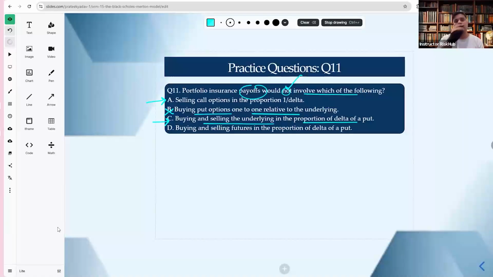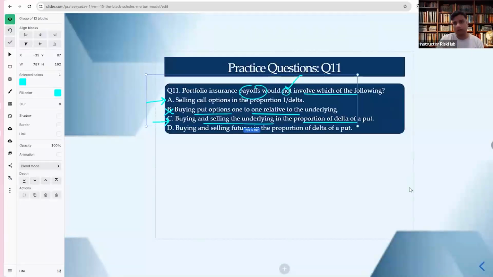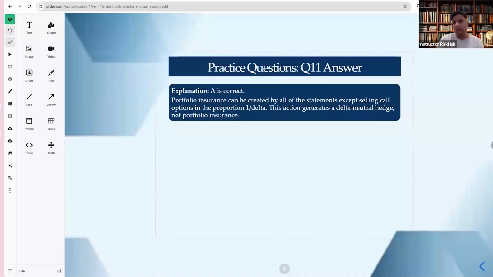Confusing, guys, right? Portfolio insurance would not involve the following. Buying put option is 1-to-1 related to underlying. That's okay. Buying and selling. Selling call option, the portfolio 1 by delta. That's delta neutral hedging, right? That's not portfolio insurance. A is the answer, right? Tricky. Yeah, A is the answer.